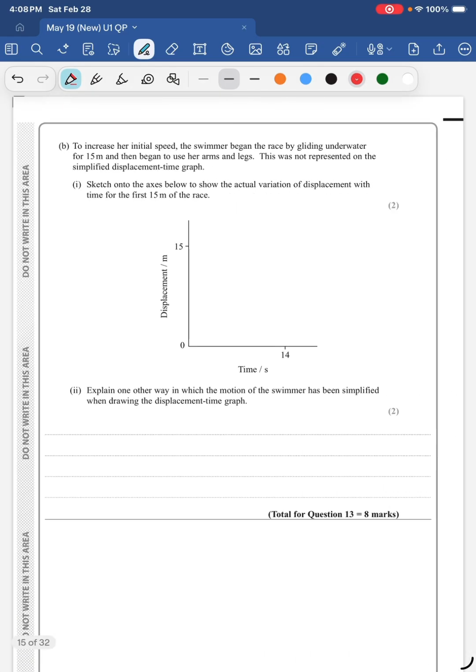Next question, B. To increase her initial speed, the swimmer began the race by gliding underwater for 15 meters and then began to use her arms and legs. This was not represented on the simplified displacement time graph. Sketch the axis below to show the actual variation of displacement with time for the first 15 meters of the race.